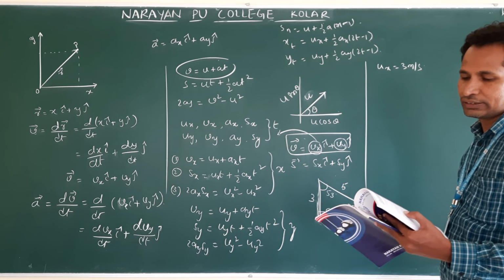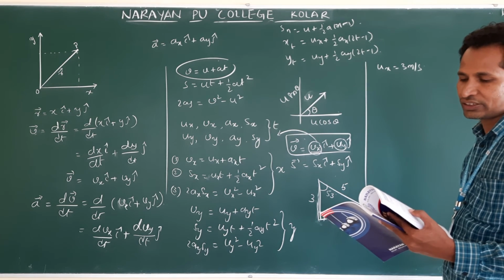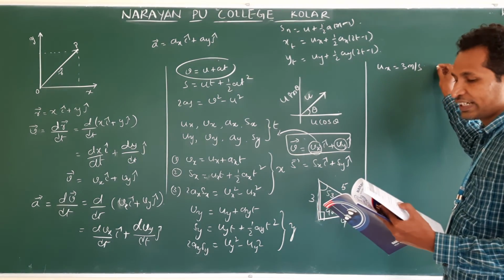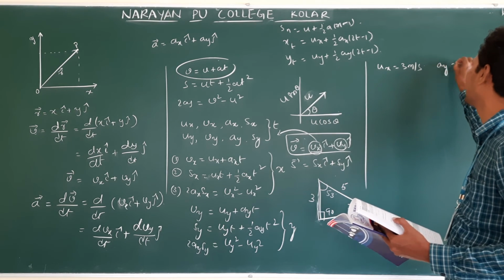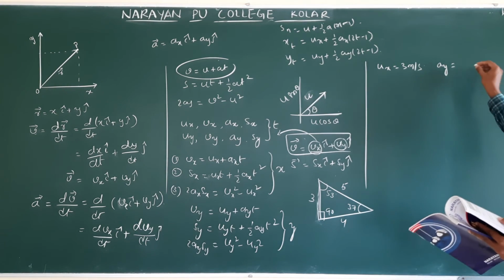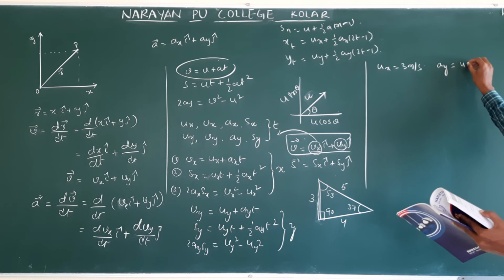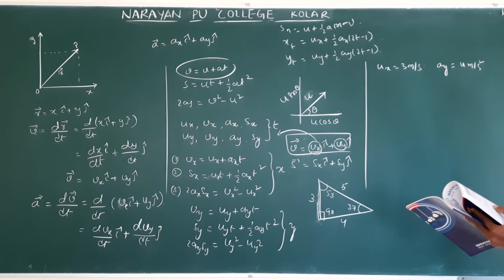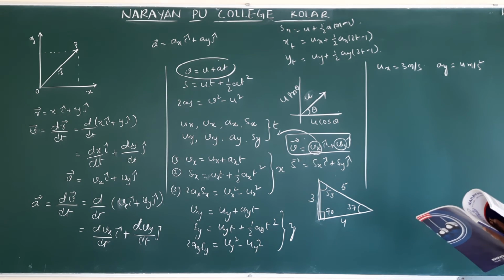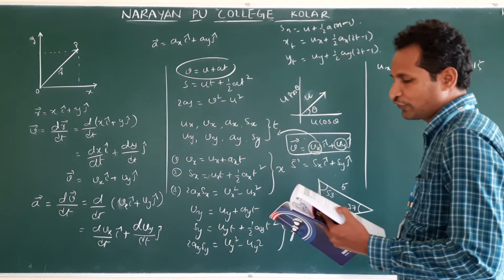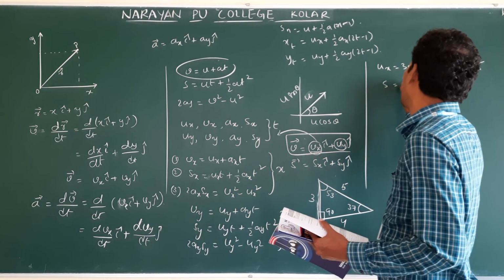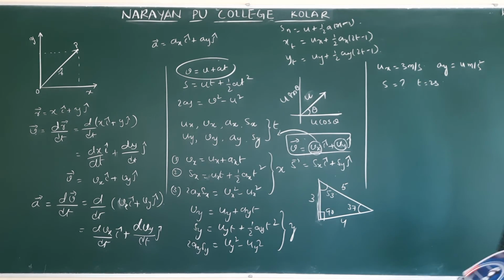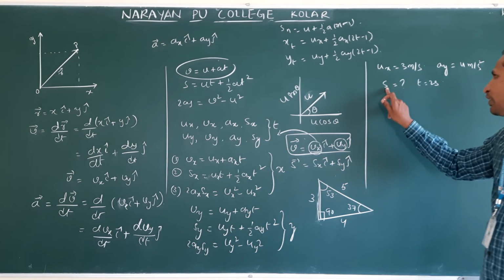Clear? Next, subjected to a constant acceleration 4 meter per second square along positive y-axis. Positive y-axis means ay. Ay is 4 meter per second square. Then find the displacement of the particle in 2 seconds and the trajectory followed by the particle. They are asking S, not Sx and Sy, when t is equal to 2 seconds. Understand? S is what? Final displacement.